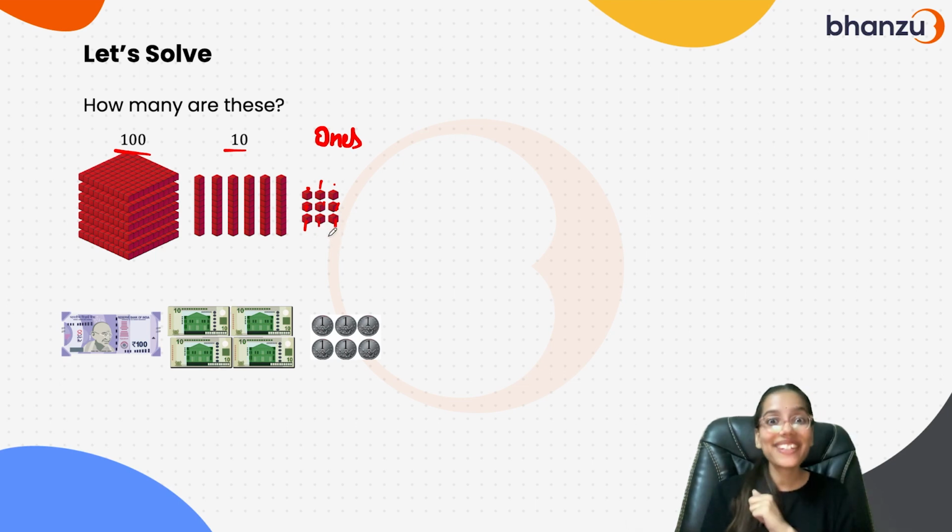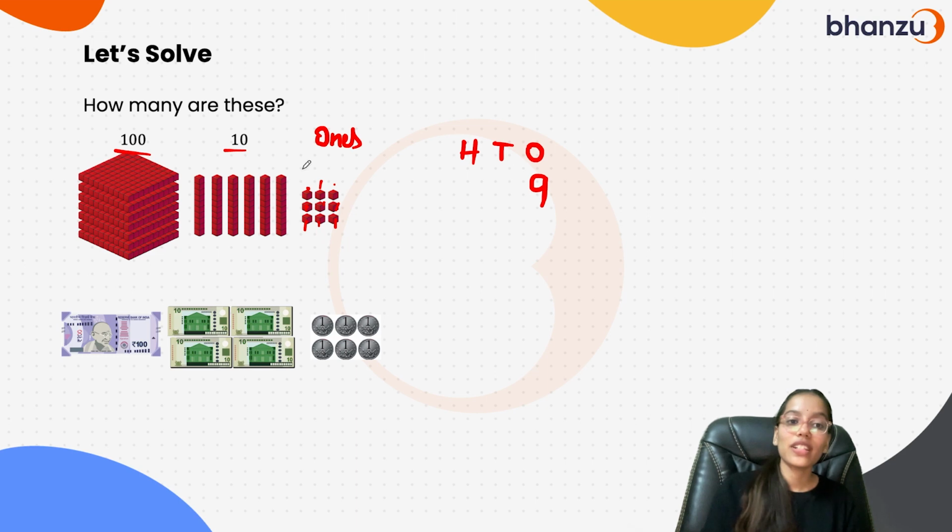So I have 9 ones. Correct? We have 9 ones. Ones always comes on the right side. Correct? We write numbers as ones, tens, hundreds. So how many ones do we have? 9 ones. Now let's count the tens.